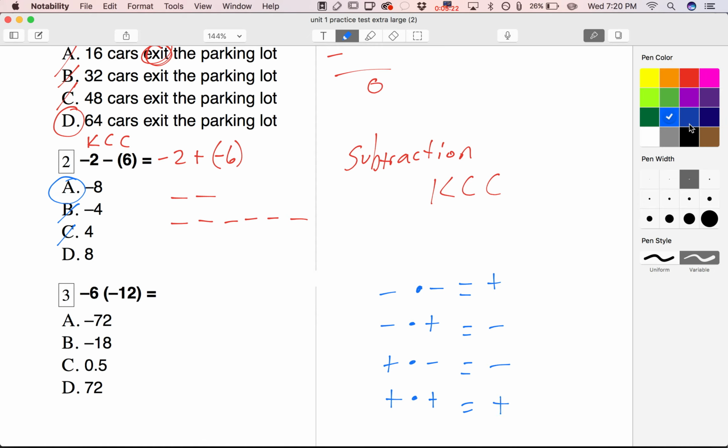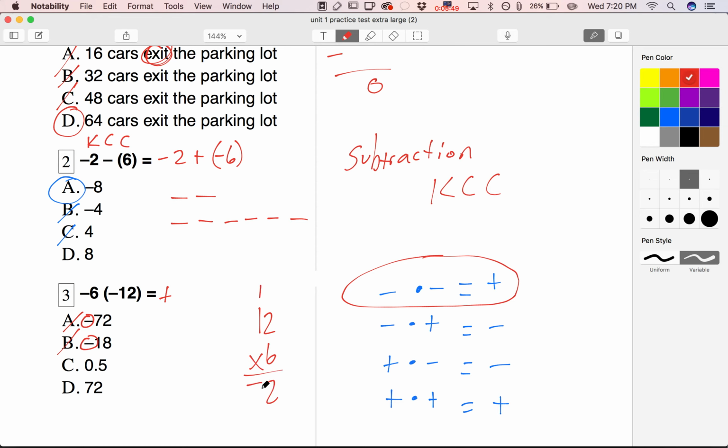We are looking at the first situation here. We are looking at what a negative times negative is. That is a positive. So now I just need to know what 6 times 12 is. But before I even continue, I can look at this and say, okay, my answer has to be positive. That means A and B can't be my answers because look at this, there's negatives right there. So when I multiply the 12 times 6, what is 6 times 2? 12. What is 6 times 1?